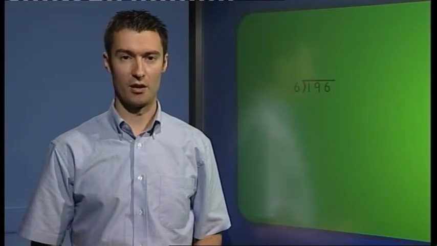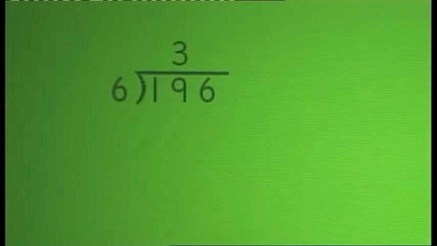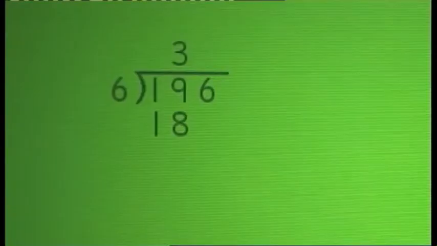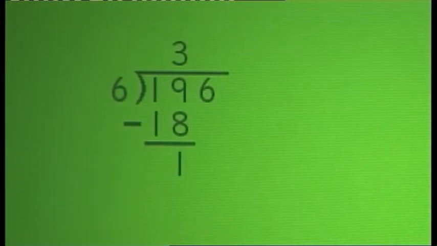So how many 6s are there in 19? Well, the answer's 3, and you write that up here. Now be very careful to put it into the correct column. You're working with the tens, whatever you're saying to yourself, so the answer goes in the tens column. Now, 3 lots of 6 is 18. We write the 18 here. Remember that this is 18 tens, but as long as everything is in the correct column, it won't be a problem. And now we have to take that 18 away from 19, and that's 1, which is really 110.